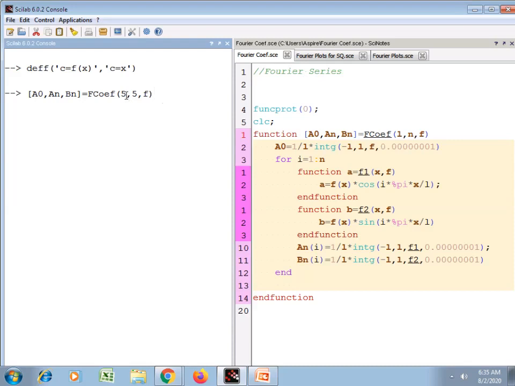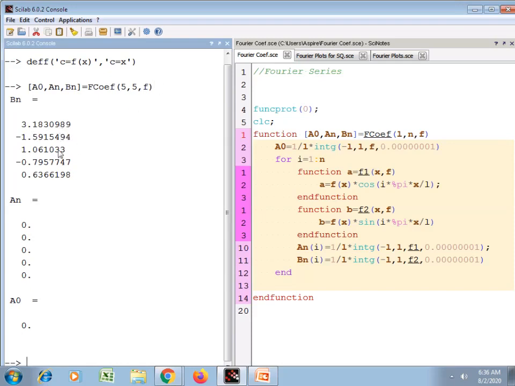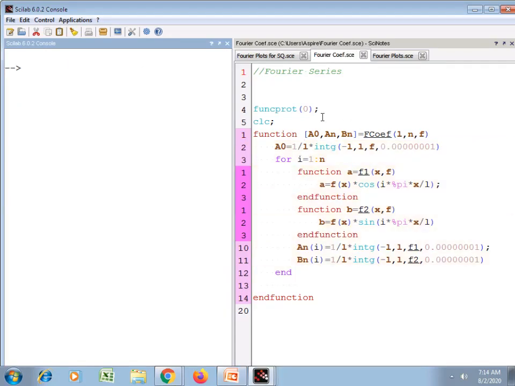So L is equal to 5, N is equal to 5, and f is the function c equal to x. So this will give the values of Fourier trigonometric coefficients. Here the values of a0 and an are 0, and we only have the values of bn. Thus we can calculate the coefficients of the Fourier series using this program.